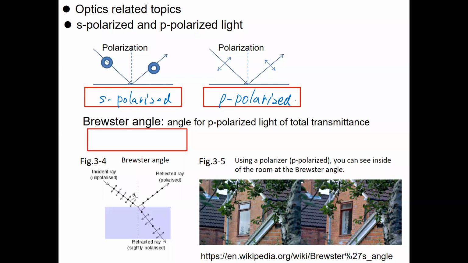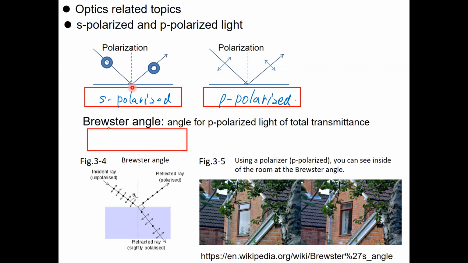You can notice that in the case of P-polarized light, when it is reflected, the electric field is kind of penetrating into the solid side. But in the case of S-polarized light, the oscillation is not penetrating inside the solid side.